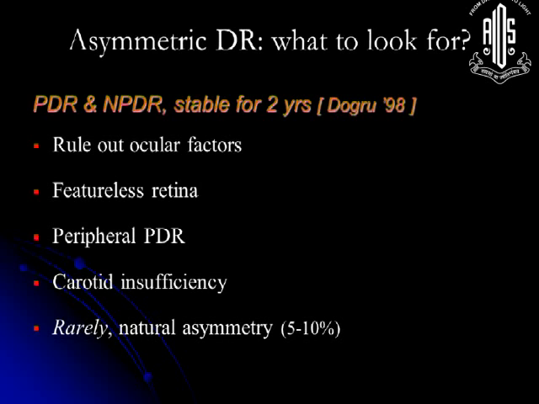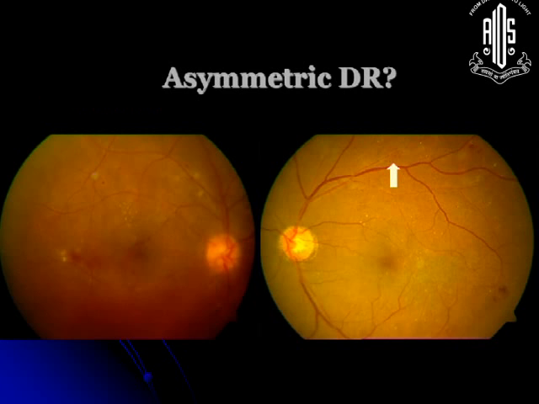Dr. et al. stated that by definition it's proliferative diabetic retinopathy in one eye and non-proliferative diabetic retinopathy in the other eye, and stable thus for about 2 years. One needs to rule out the ocular factors that I mentioned. One needs to look for featureless retina, peripheral PDR, and carotid insufficiency. And then once we rule all these out, rarely there is this natural asymmetry which can happen in 5 to 10% of cases. So in 5 to 10% of patients that you see, you might find this kind of an asymmetry. But again, a word of caution.